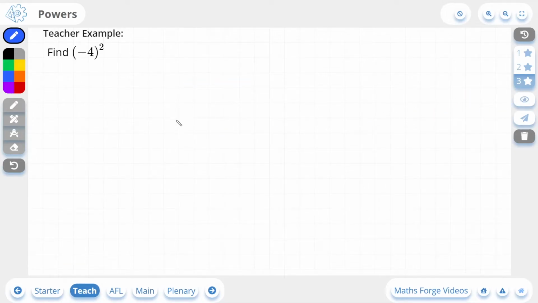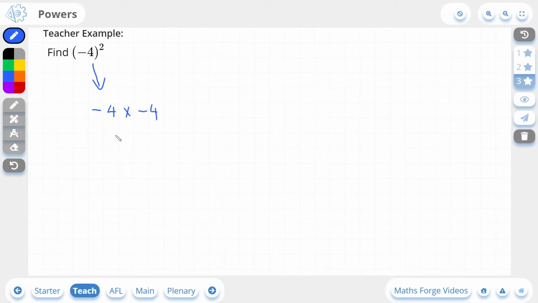We'll do another 3-star example. This time we're being asked to find -4 in brackets to the power of 2. So it's very important that you understand the brackets symbolize that you are going to be multiplying the entire -4 to itself twice, so the negative symbol included. So this calculation is going to look like this. -4 multiplied by itself, -4, twice.